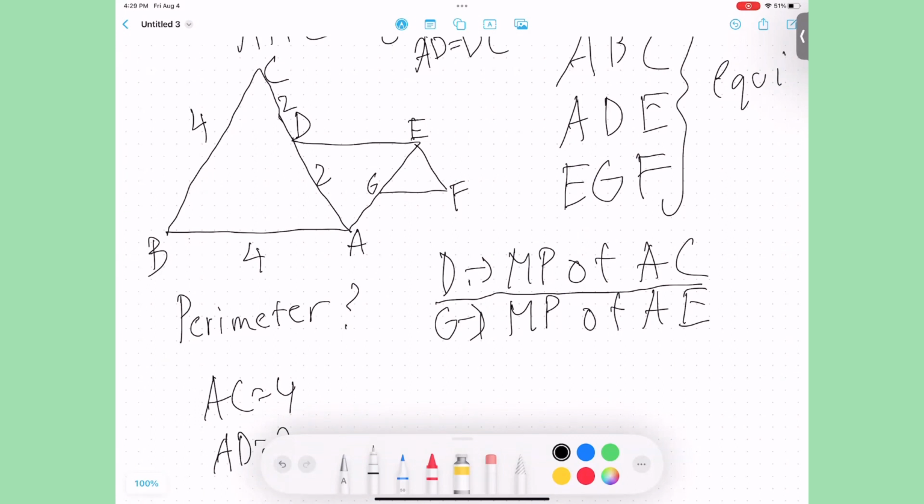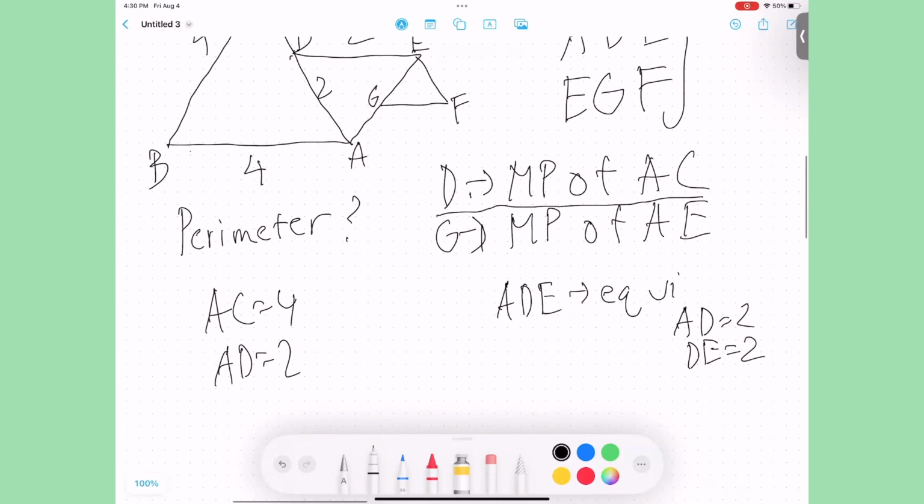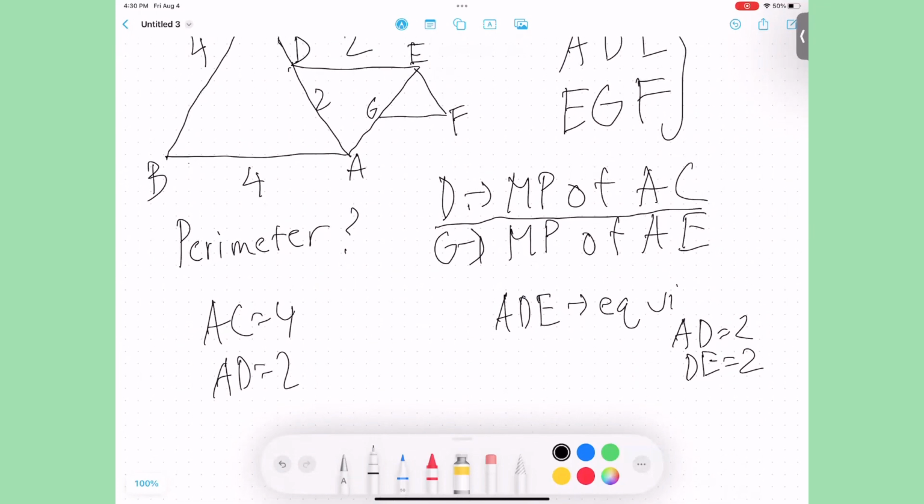And then DE. Now we're given that ADE is an equilateral triangle. So what's the side length of DE? 2, right? Because ADE is equilateral, and AD is equal to 2. So DE equals 2. And then EG, what's EG? What is EG? Yeah, 1. 1, right? And since EGF is an equilateral triangle, this is 1 and this is 1.